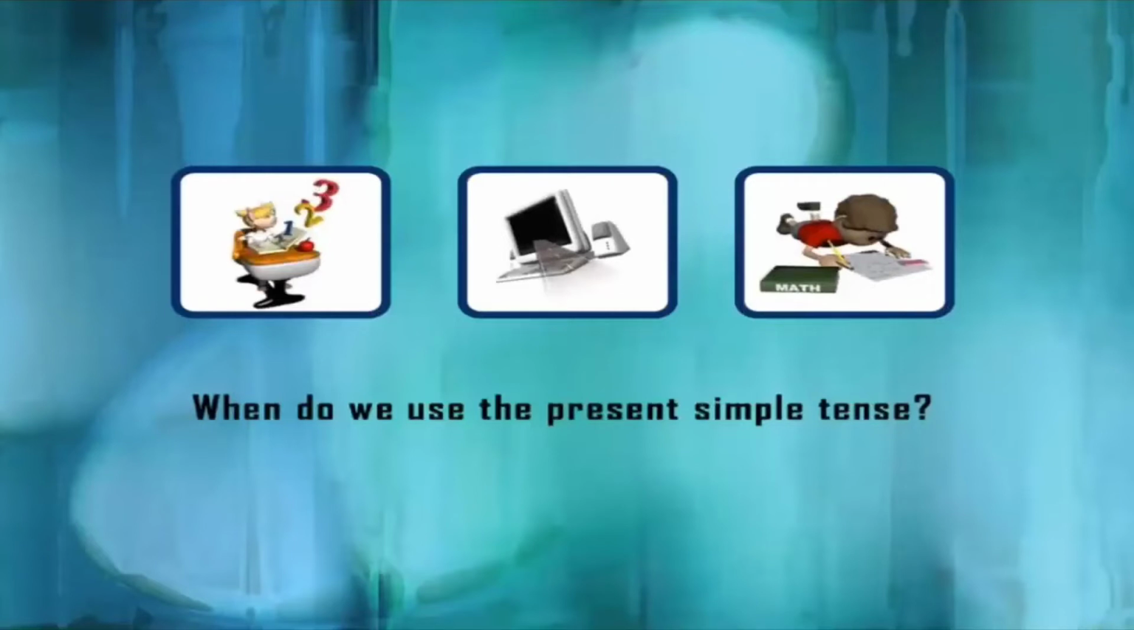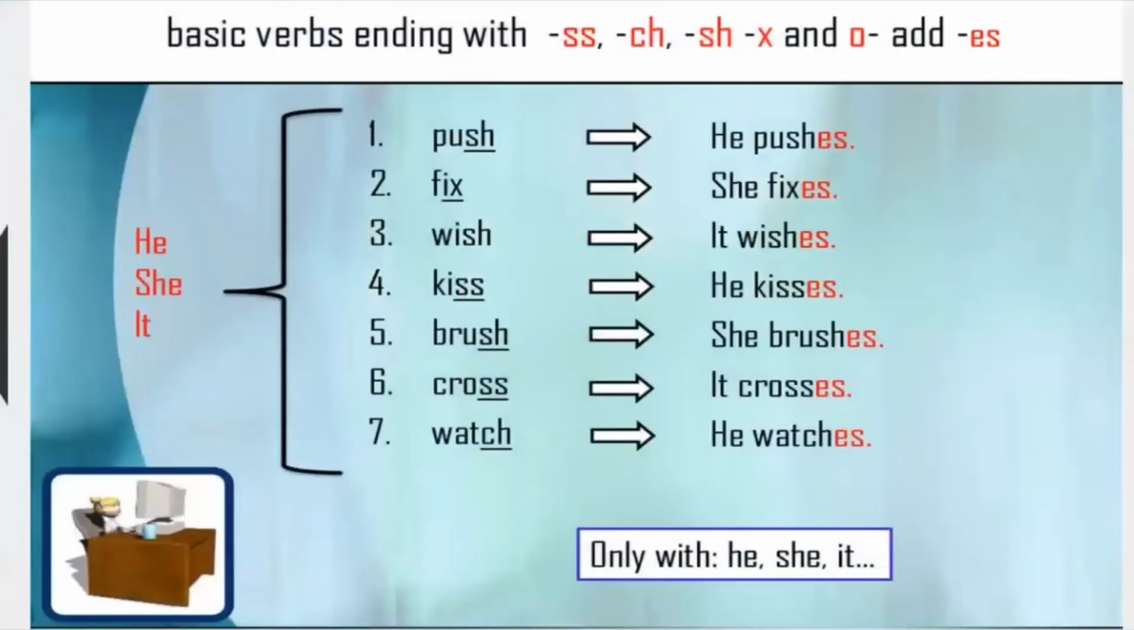So now the important question is, when do we use the present simple tense? We use present simple tense when we are using he, she, it in a manner which is present in sense, and then we add es or s. The examples are given on your screen. For example, he pushes, he fixes, or she fixes, she wishes, and so on. Right? She watches, or he watches, or it watches.